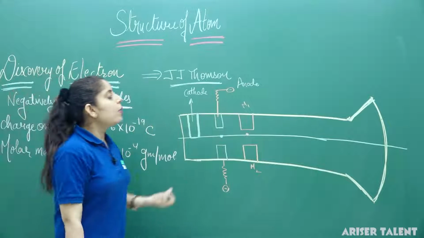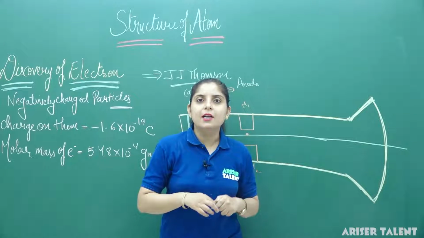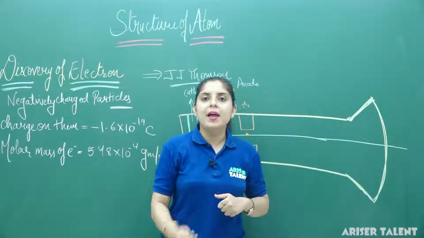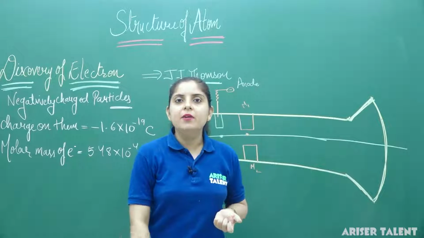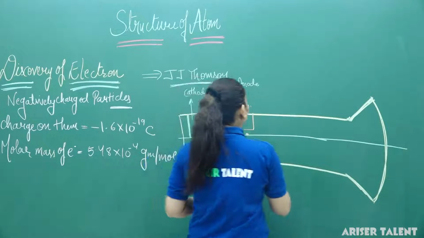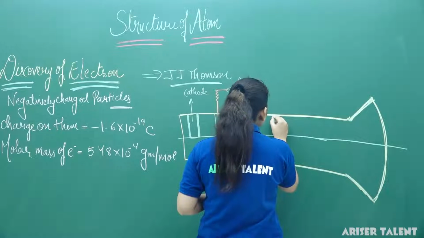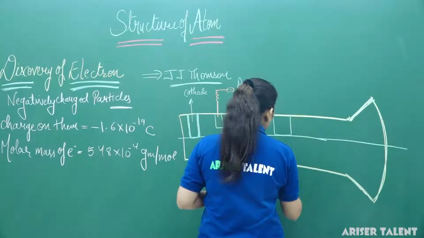Now, two electromagnets are taken here, and what is the purpose of these electromagnets? If you want to apply the electric and magnetic field, we can vary it by using the electromagnets here. So these are the two metallic plates, M1 and M2. After that, he has taken two strong electromagnets.